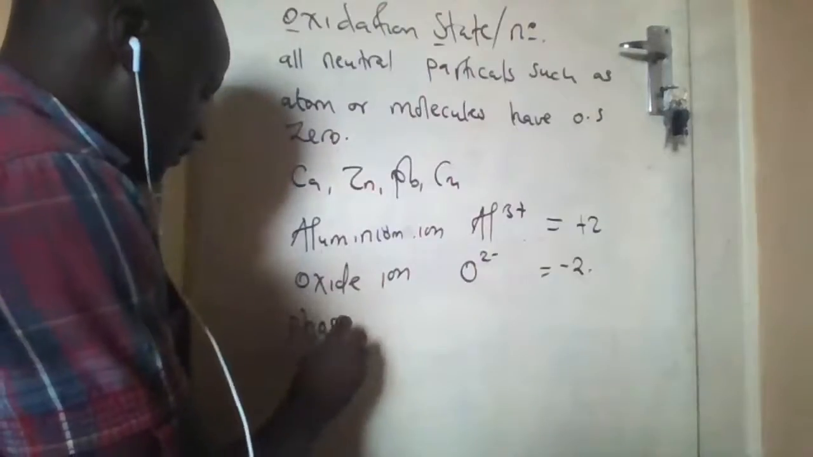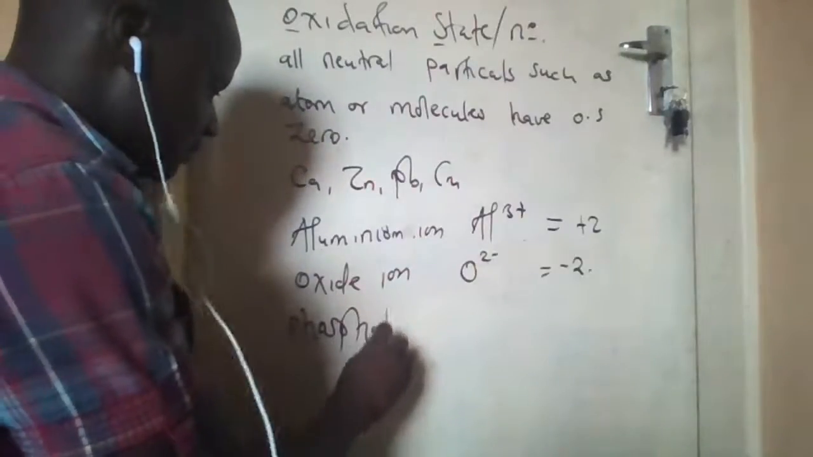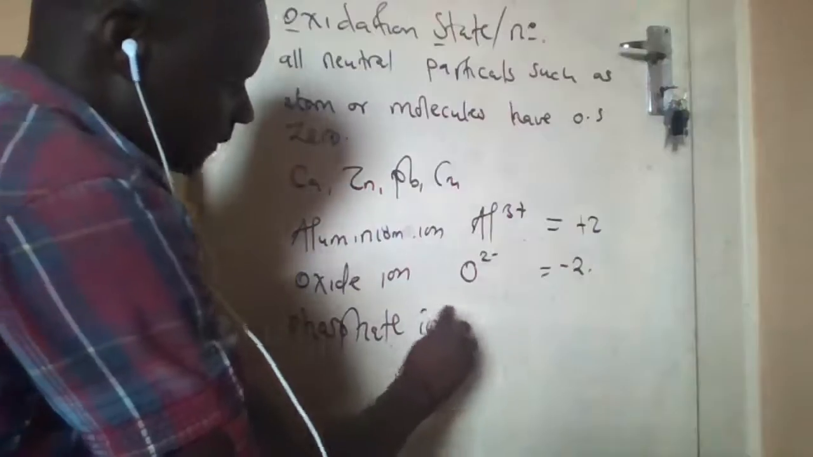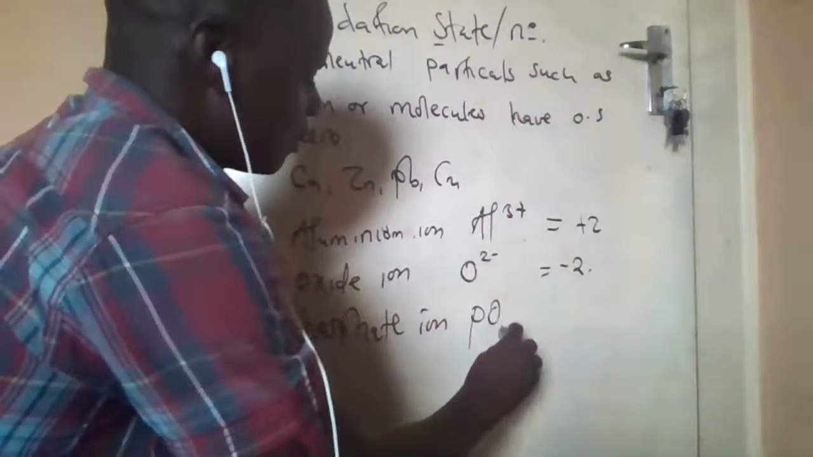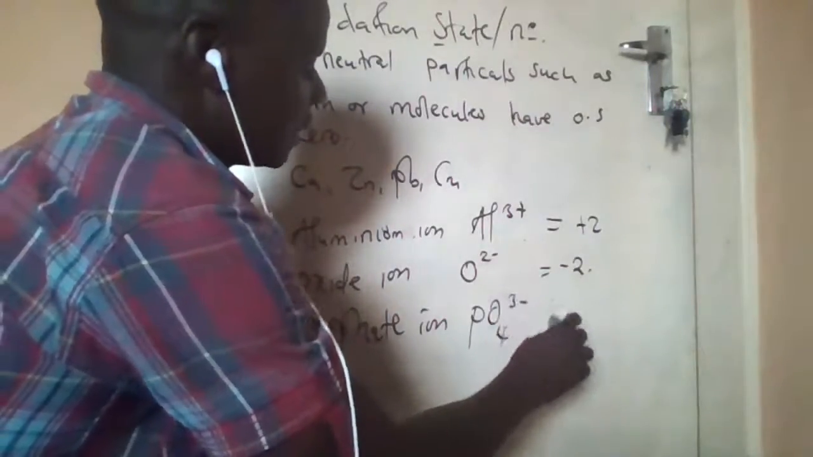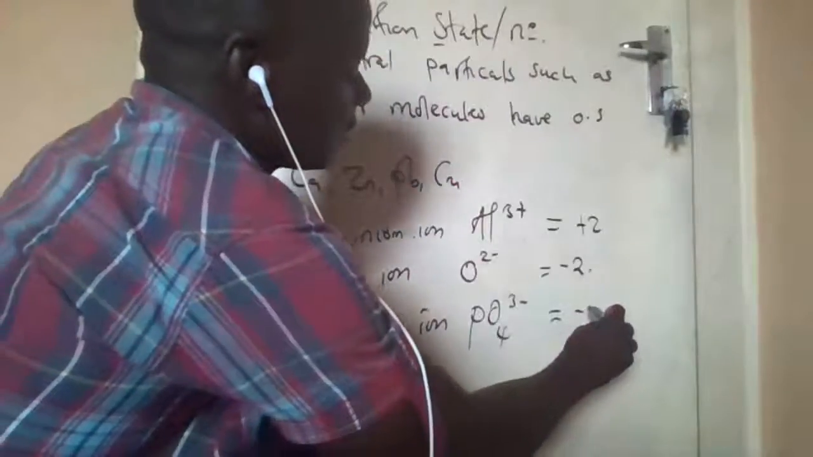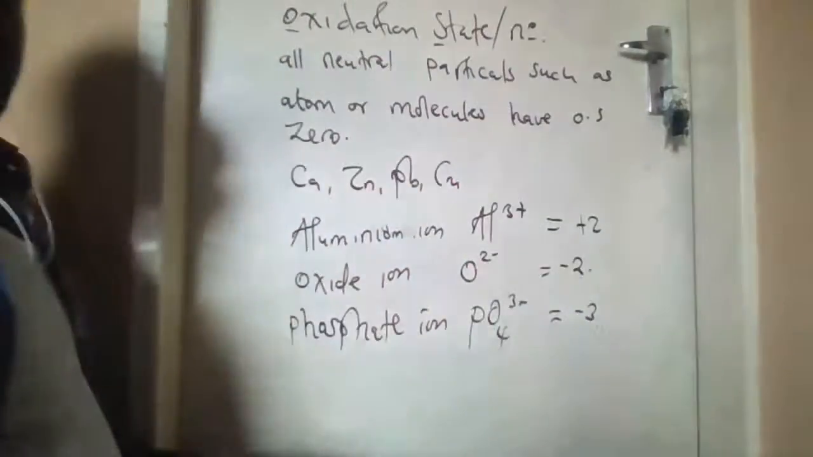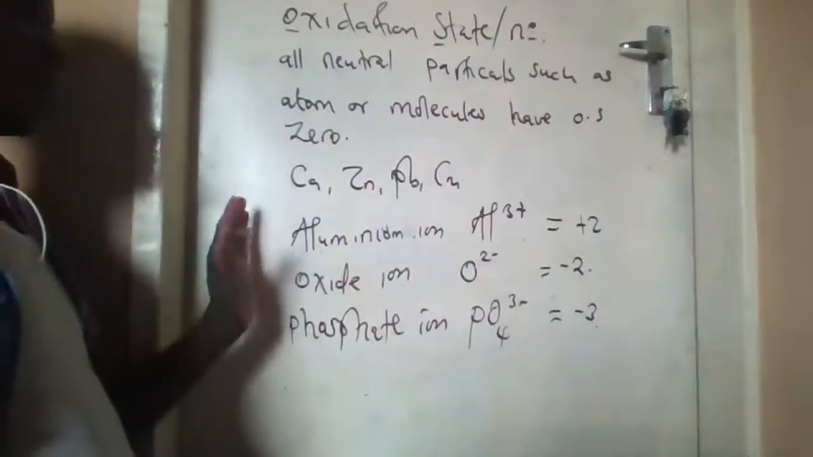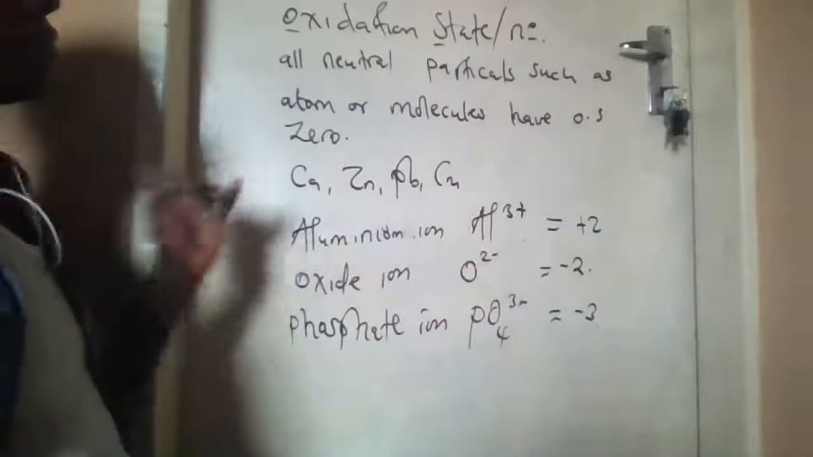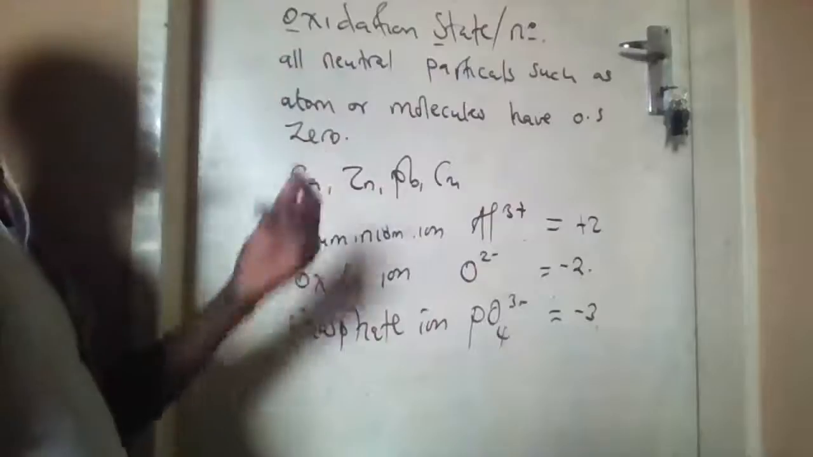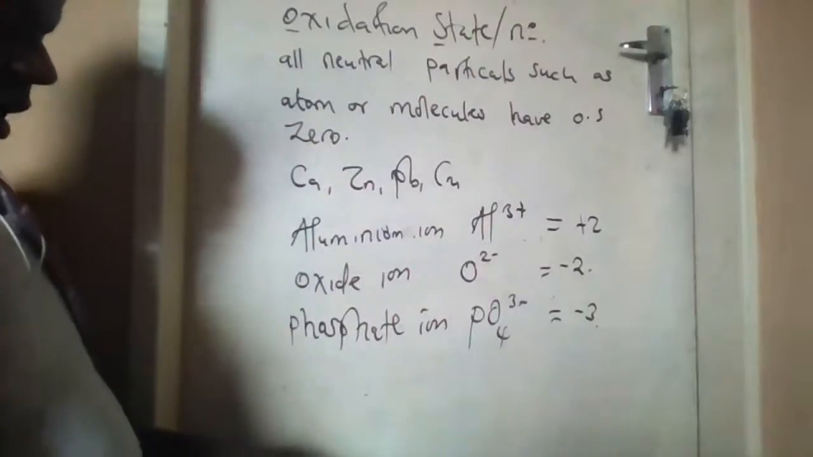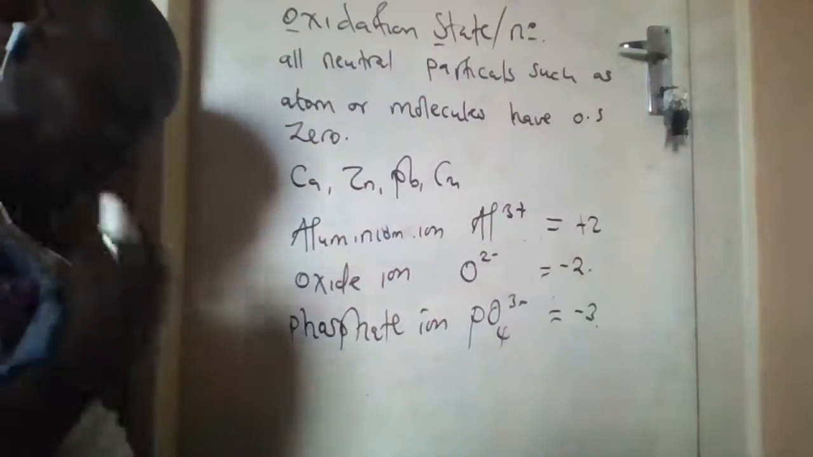For the phosphate ion, which is PO4 3 minus, the oxidation state is -3, equal to the charge. So if you understand this, it can help us to determine the oxidation state of an element in a compound.